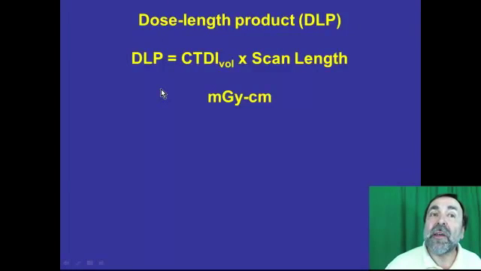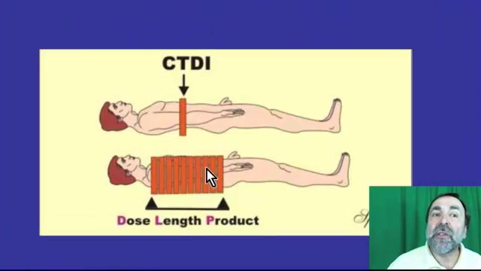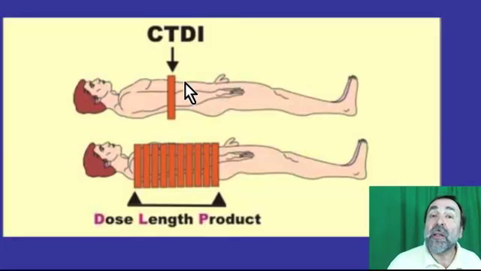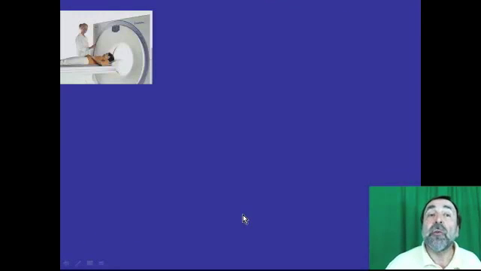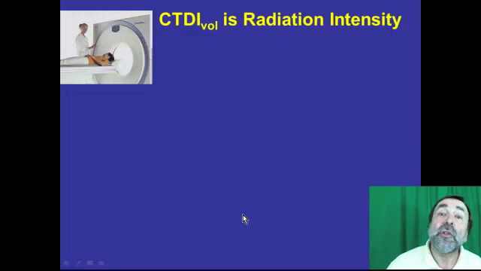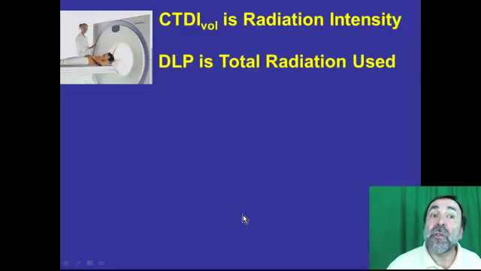And because of this, we have a second number called the dose length product. The dose length product is obtained by taking the CTDI vol value and multiplying it by the scan length. The units have to be milligray centimeters because CTDI vol is in milligray and the scan length is measured in centimeters. And so the CTDI vol is the rate at which you put energy into the patient, and the DLP, the product of CTDI vol and the scan length, is related to the total amount of energy that you are putting into the patient. So to summarize, we have the CTDI vol, which is the radiation intensity you're using, and the dose length product, which is the total radiation used to perform a CT scan.